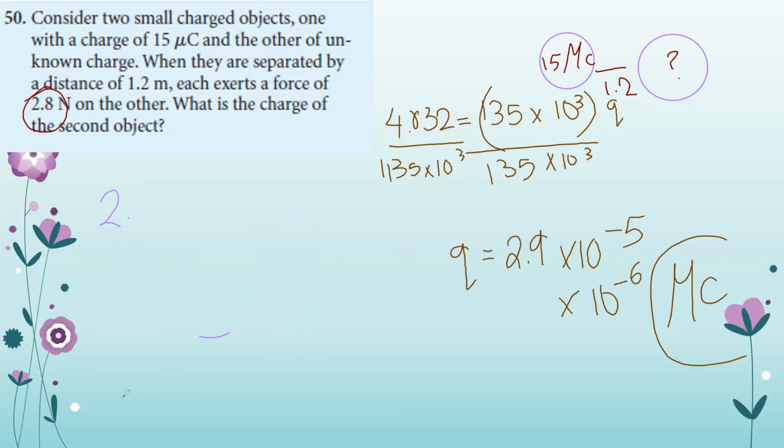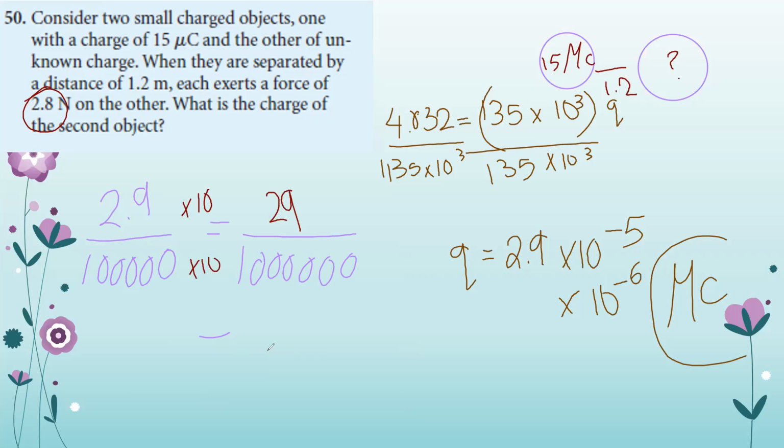It is 2.9 over 1, 2, 3, 4, 5. I want you now to write them with 6 zeros because it is 10 to the power negative 6. So what you have to do, since we add 0 or multiply by 10 down, you have to multiply by 10 up, so it will be 29. So this number will be written as 29 times 10 to the power negative 6.